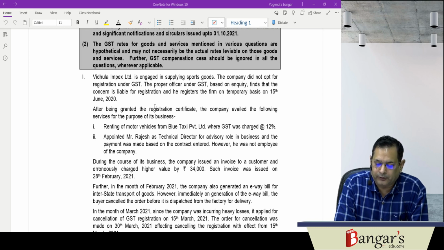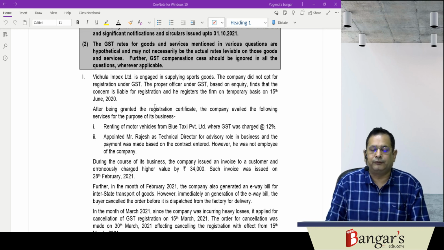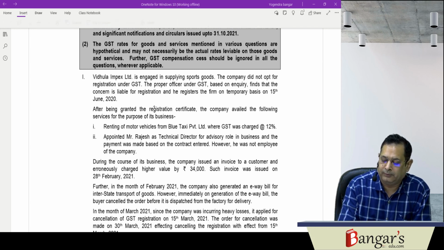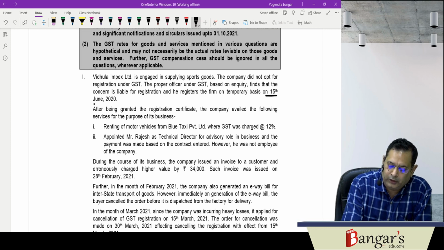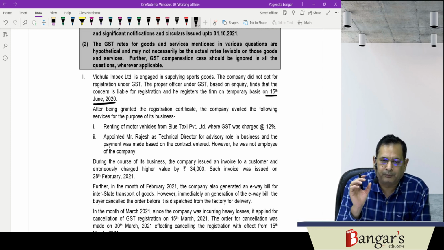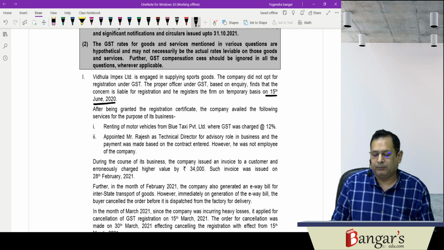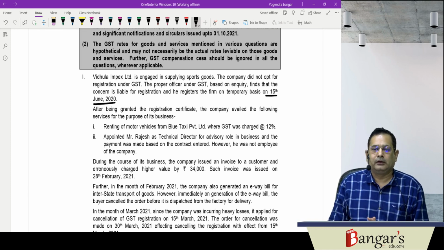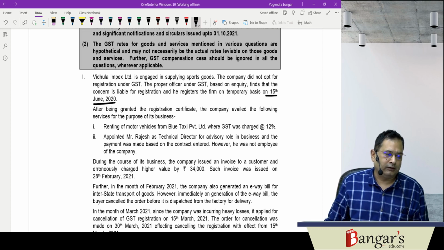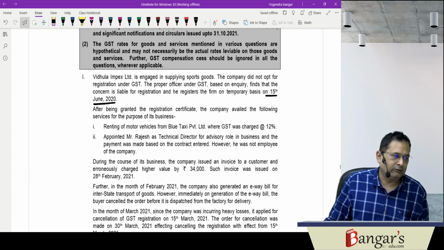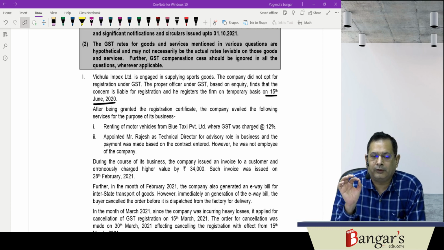The company did not opt for registration under GST, and the proper officer under GST, based on the inquiry, finds the concern is liable for registration, and he registers the firm on temporary basis on 15th of June 2020. Now here the proper officer has granted what? A temporary registration. When the proper officer finds that the firm is liable for registration, then the registration is granted on temporary basis here.